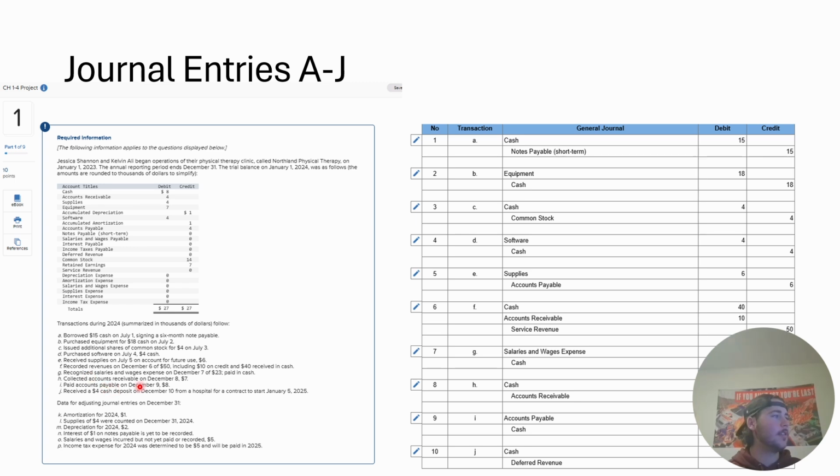Received $4 cash deposit on December 10th from a hospital for a contract starting January 5th, 2025. So you're going to have to debit cash, that $4,000 cash deposit, and it's going to be deferred revenue, so it's going to come later. You're going to have to credit that deferred revenue.